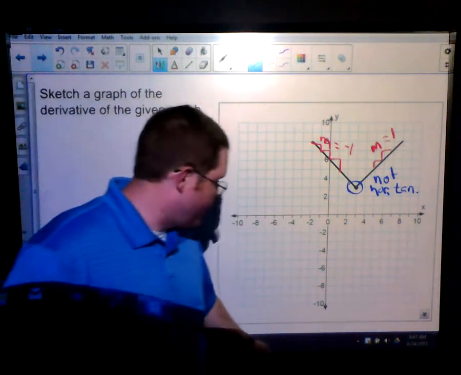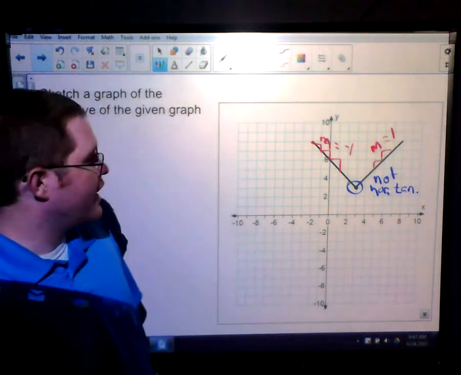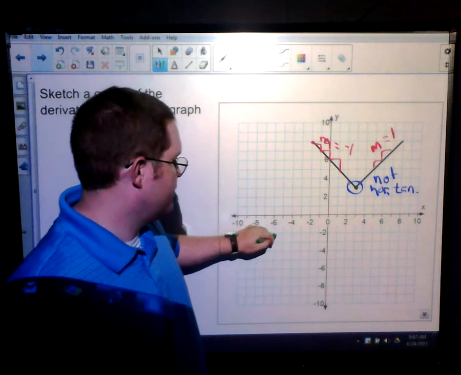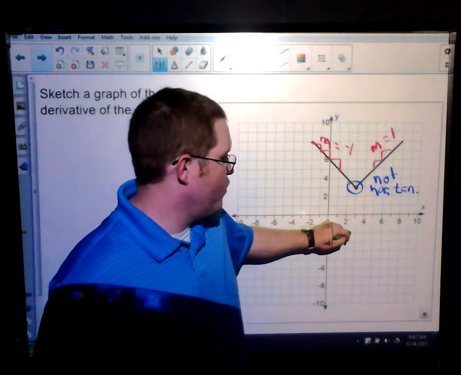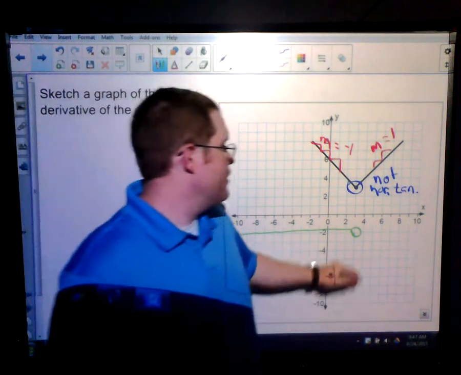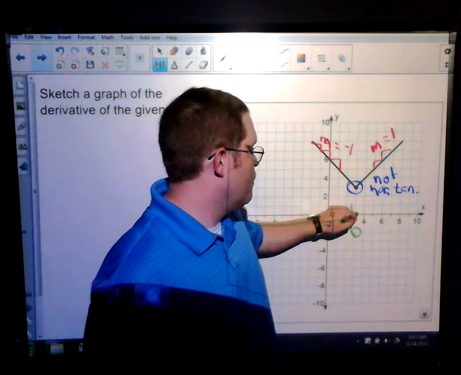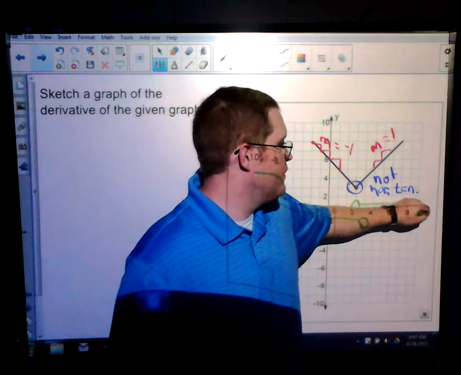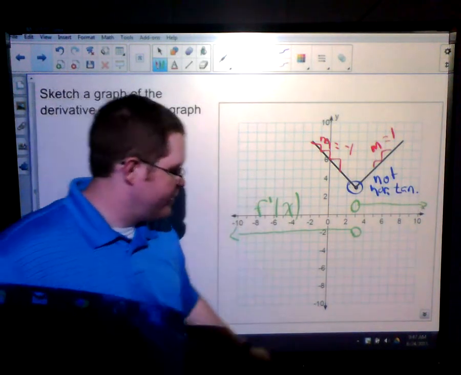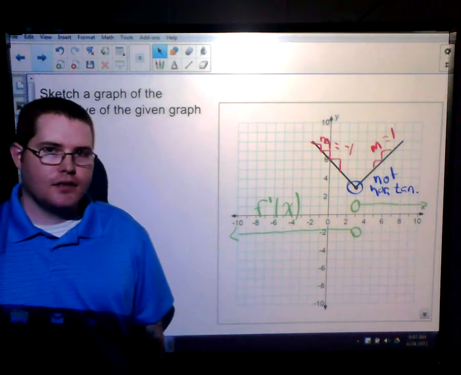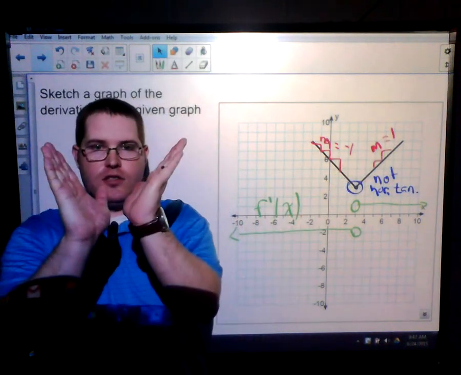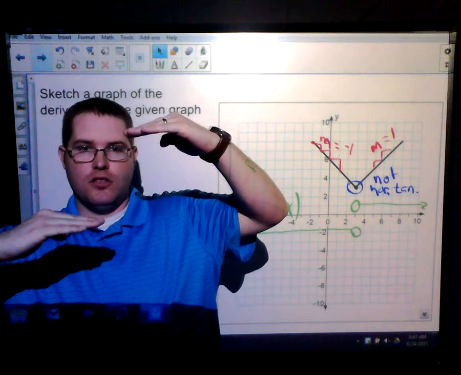So when I go to do my graph, on the left side, I'm going to have a slope of -1 until I get to this point. Open circle, because that corner doesn't have a derivative. On this side, it's going to be, open circle, +1. Now, why is that? Why do I have 2 lines? Because the graph isn't a curve. It's 2 lines. So the derivative graph is just the slope of those 2 lines.